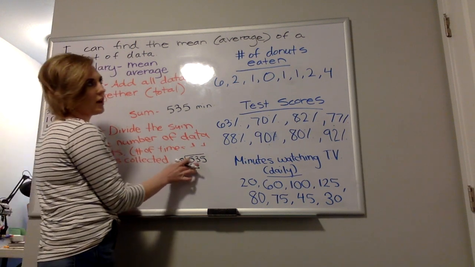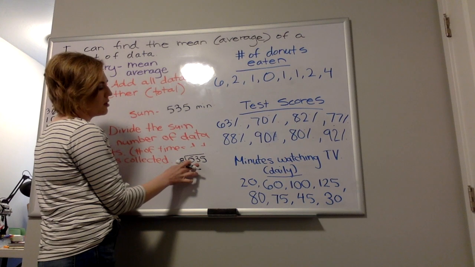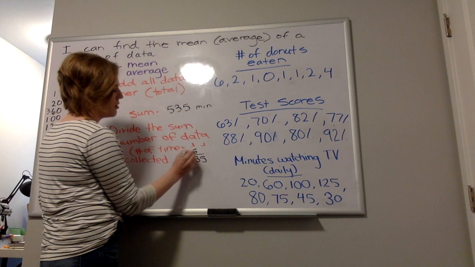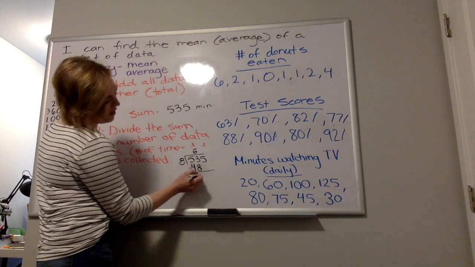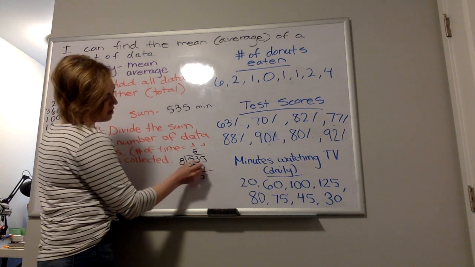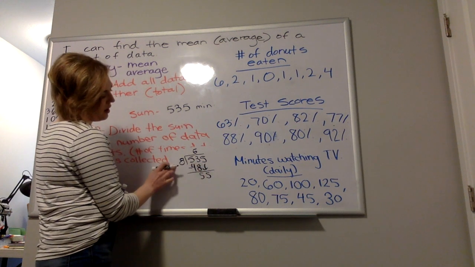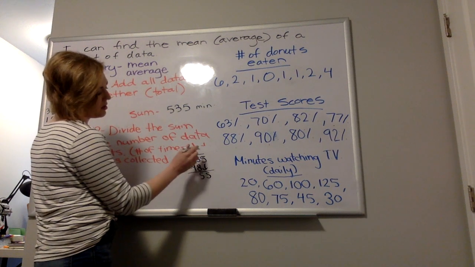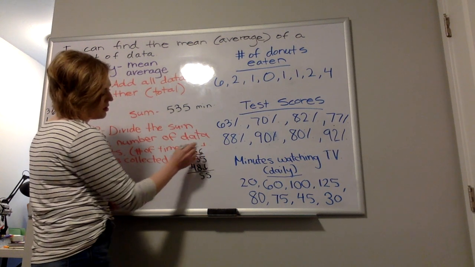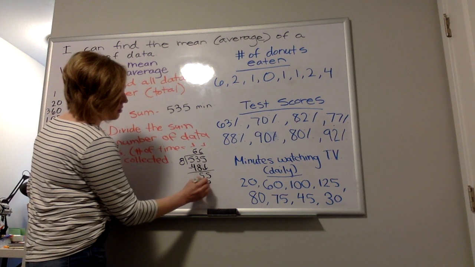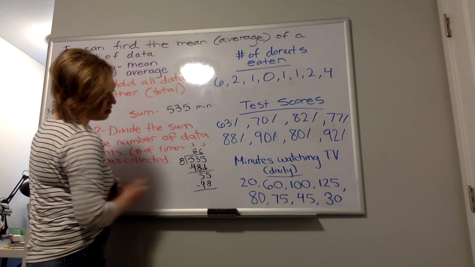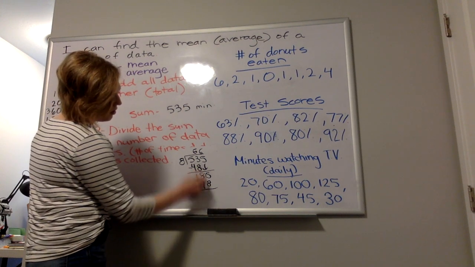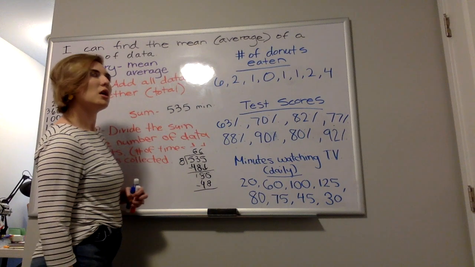8 goes into 53 6 times. Yeah, 6 times. Okay, and we get 5. Carry down a 5. Again, 8 goes into 55 6 times. And we get 48 again. We subtract that. And then borrow, 15 minus 8 is 7.